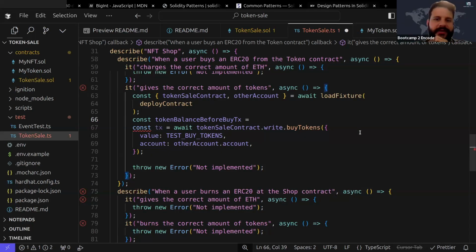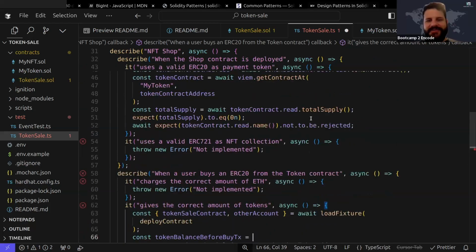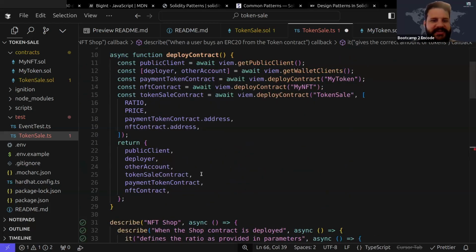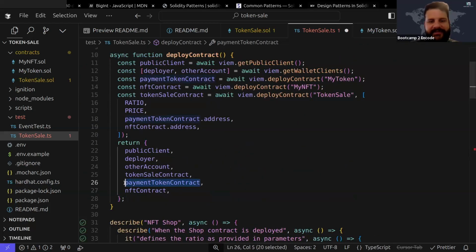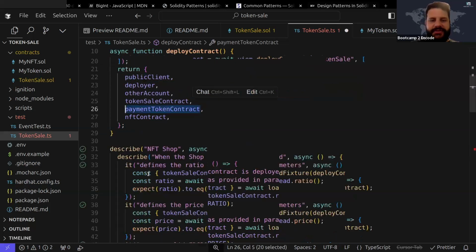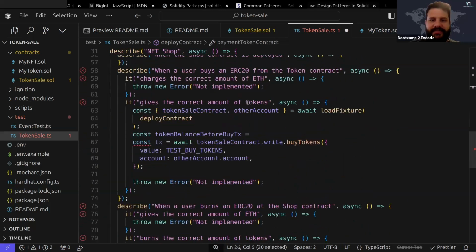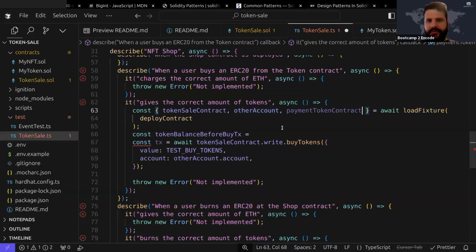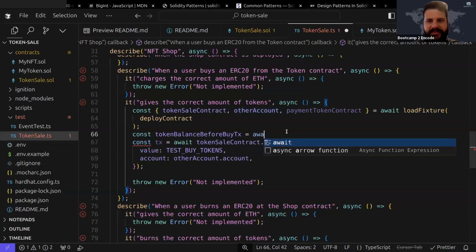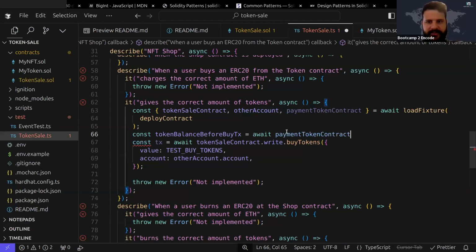Where? Sorry, I couldn't hear it well. Do you have to get the balance from the actual my token contract? From the actual my token contract, yes. And strategically, I have written it in the fixture so that I can just pick it here now. Payment token contract. And I can now await the payment token contract read.